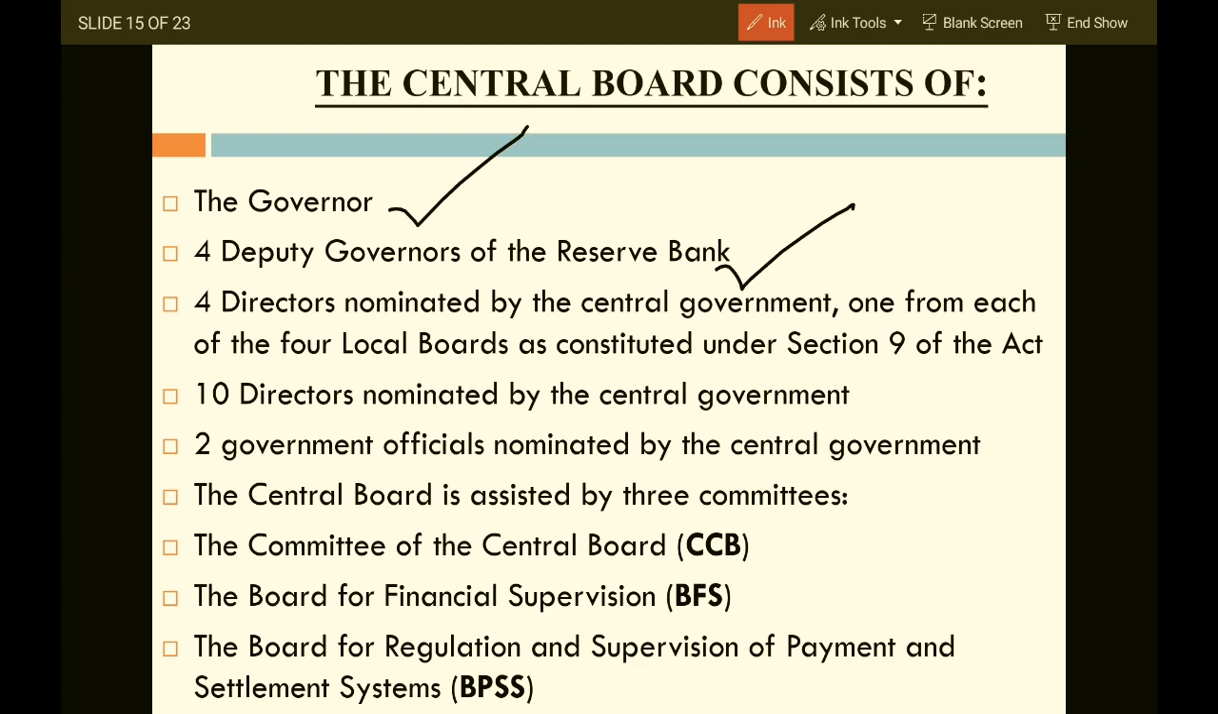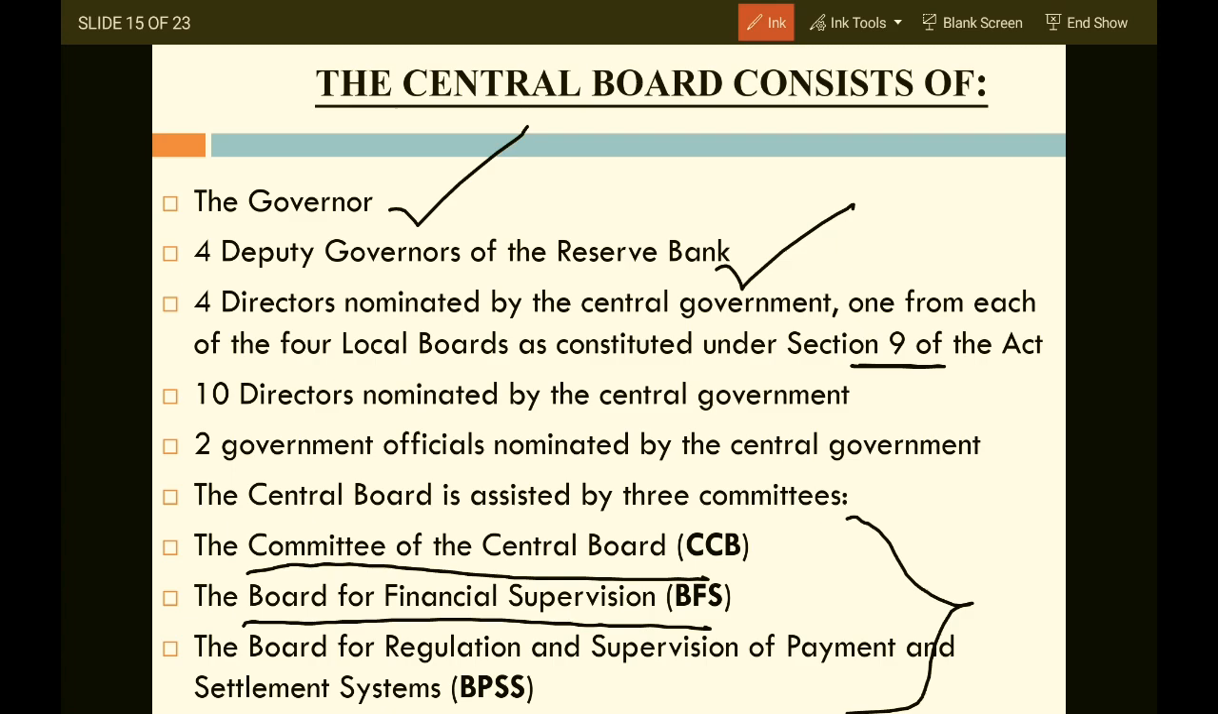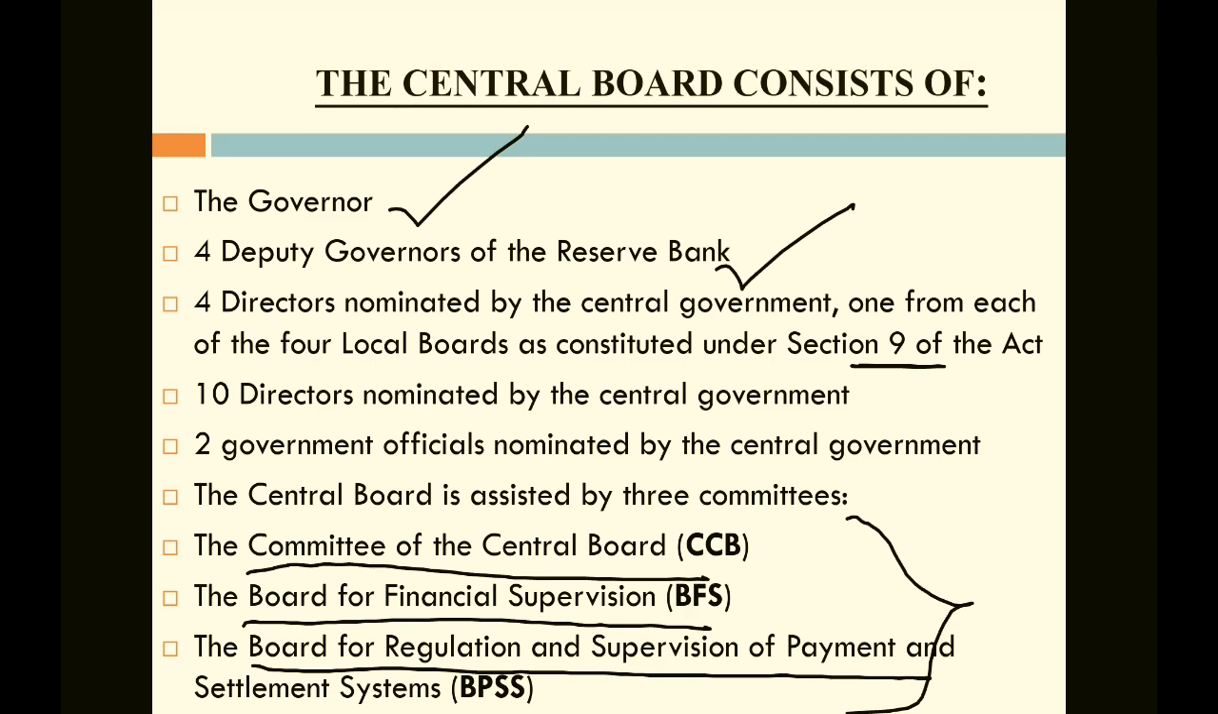Now the central board consists of, very important, the governor, 4 deputy governors of the RBI, 4 directors nominated by the central government, 1 from each of the local boards as constituted under Section 9 of the Act, 10 directors nominated by the central government, and 2 government officials nominated by the central government. The central board is assisted by 3 committees: the Committee of Central Board (CCB), the Board of Financial Supervision (BFS), and the Board of Regulation and Supervision of Payment and Settlement Systems (BPSS). These things you have to memorize.